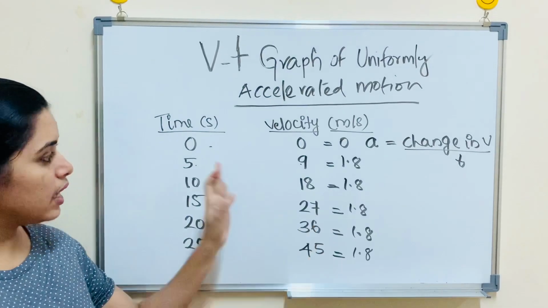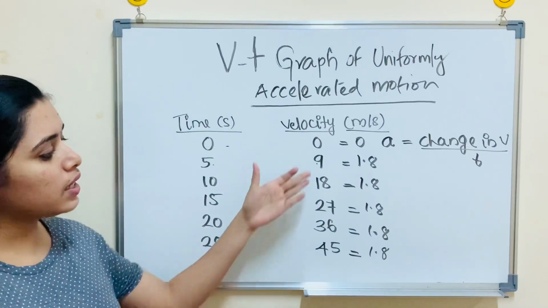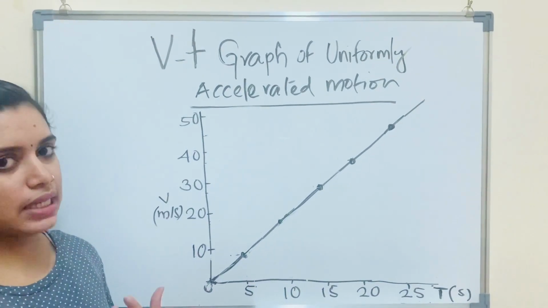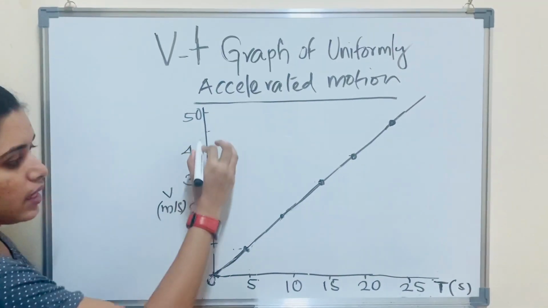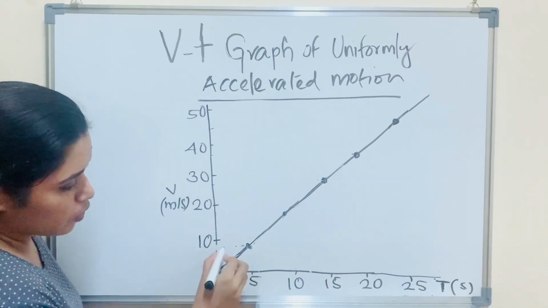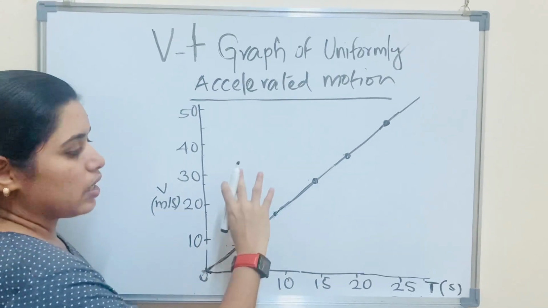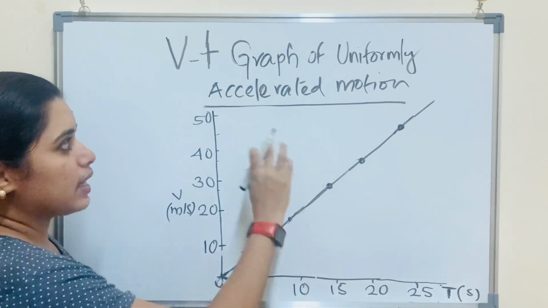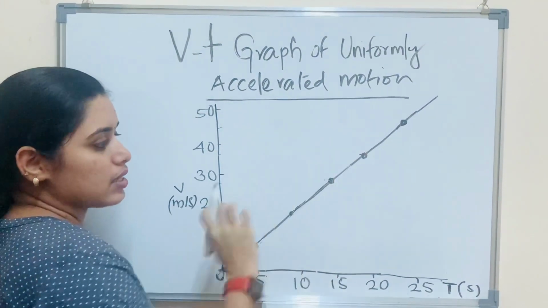So we can say that the motion of this object is a uniformly accelerated motion because the velocity is increasing uniformly. Now we can plot a graph based on this data, taking time on the x-axis and velocity on the y-axis. Our data is, at 0 seconds, the velocity is 0. At 5 seconds, the velocity is 9. And at 10 seconds, the velocity is 18, like that. So if we plot a graph, we will get a straight line, like this. That is, for an accelerated motion, the velocity time graph will be a straight line.